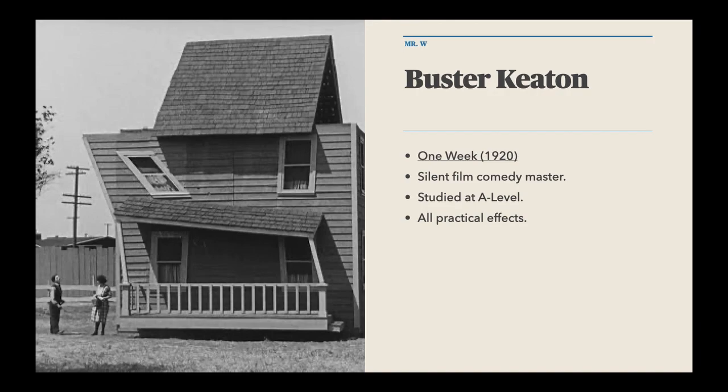So we're going to watch a little clip, about 1 or 2 minutes, from his film One Week. There's a picture of this on the left hand side just to give you a little bit of context. Buster and his newlywed wife, they go and try and build a house, and it goes all wrong, and he builds it in the wrong place, and at the end of the film he decides he's going to move it in his car to a new location.